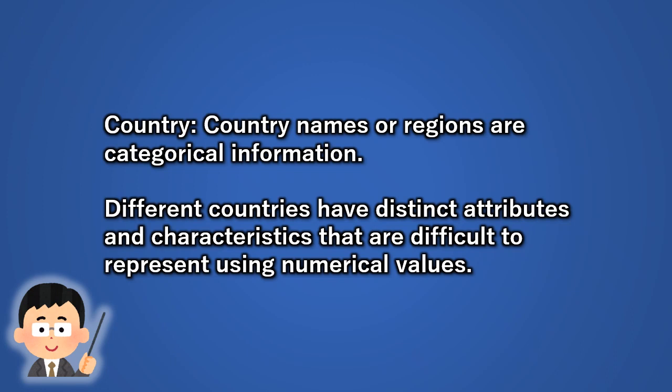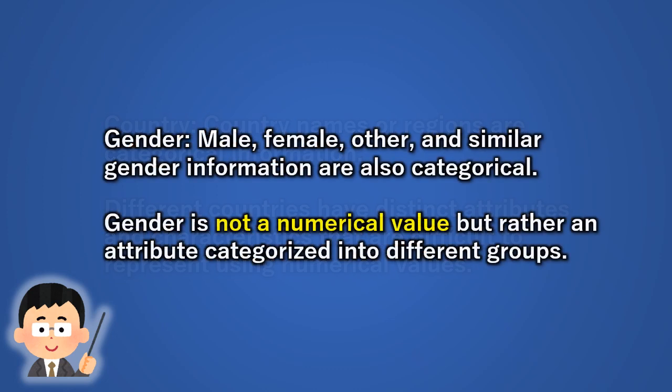Country. Country names or regions are categorical information. Different countries have distinct attributes and characteristics that are difficult to represent using numerical values. Gender. Male, female, other, and similar gender information are also categorical. Gender is not a numerical value, but rather an attribute categorized into different groups.